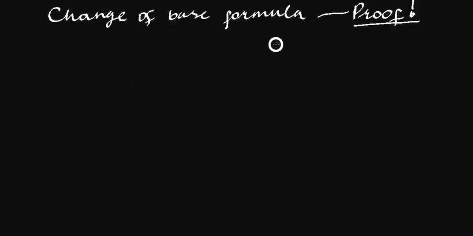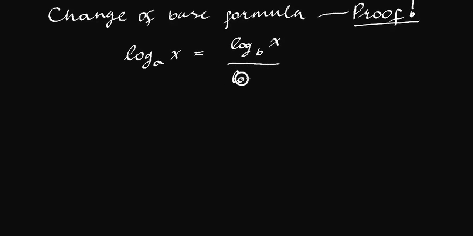So the change of base formula looks something like this. So it's log base A of x equals log base B of x divided by log base B, the same base, of A. Well, what does this B mean, this A?